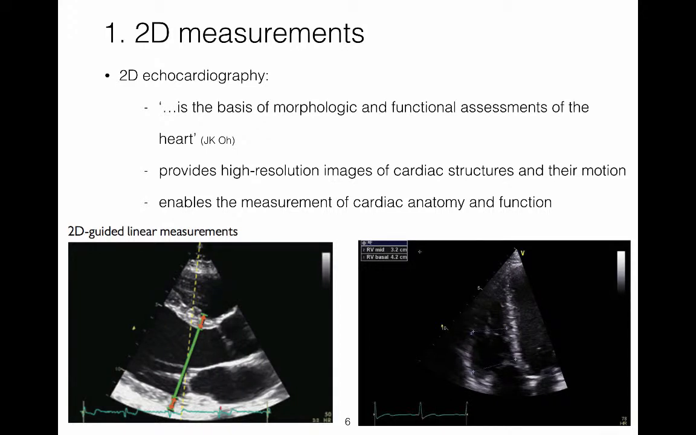2D measurements. 2D echocardiography is the basis of morphologic and functional assessments of the heart. 2D images provide high-resolution images of cardiac structures and their motion, and enable the measurements of cardiac anatomy and cardiac function. The foundational aspects of developing strong 2D imaging are an essential part of this unit of the course.